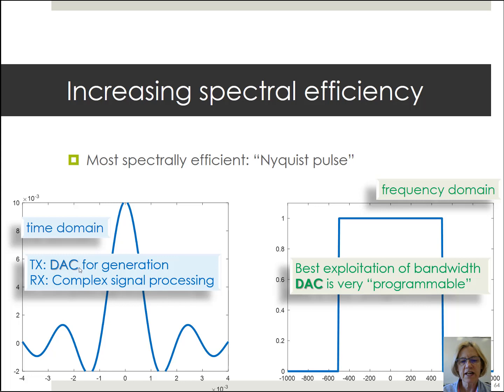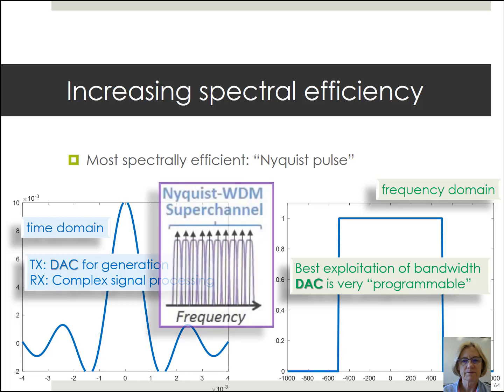And the DAC, a digital analog converter, is a very versatile component to achieve this goal because it's very programmable. So we could easily use the DAC to slide, if we will, the compromise between ISI contributions and bandwidth contributions quite easily using this component. So in optical elastic networks, what we would look at is something called a Nyquist WDM, maybe a super channel.